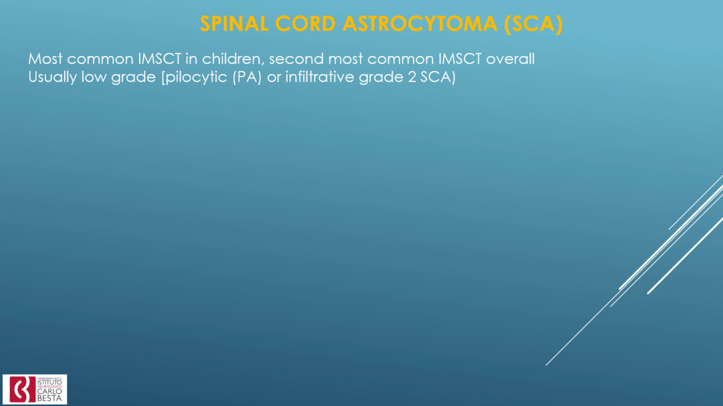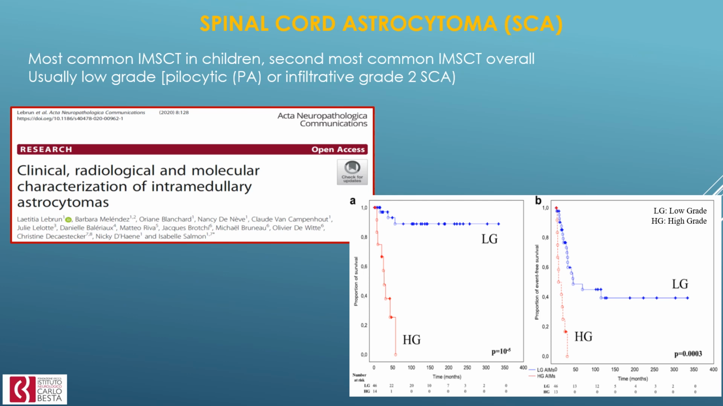Spinal cord astrocytomas are the most common intramedullary spinal cord tumors in children and the second most common intramedullary spinal cord tumor overall. Usually they are low grade, such as pilocytic or grade 2 astrocytoma. Among the few retrospective studies on spinal cord astrocytoma, the one published by Lebrun and co-workers in 2020 deserves attention due to integration with the molecular analysis.